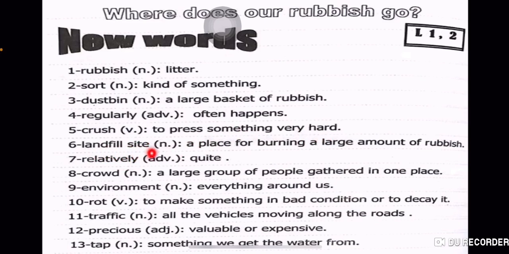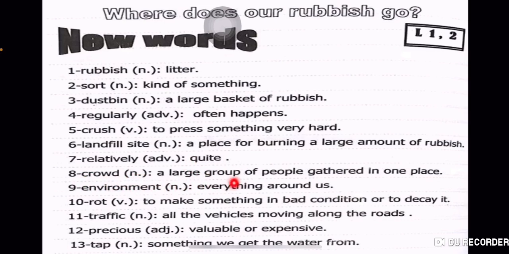Number 6. Landfill site. Landfill site is a noun. It means a place for burning a large amount of rubbish. Number 7. Relatively. Relatively is an adverb. It means quite.